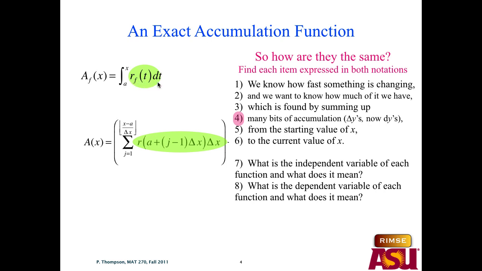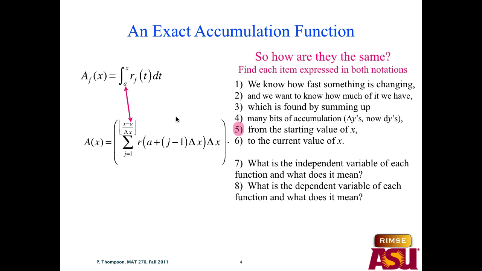But each of these is a rate times the amount of time we use it for, the amount of independent variable we use it for. It doesn't have to be time. A rate times how much we use it for. The starting value of x is indicated in both of these, x minus a over delta x. You see that in here. That tells you where we're starting measuring accumulation. And this a is like the lower end of the interval, the start of where we're using our rate. So it's at the bottom.